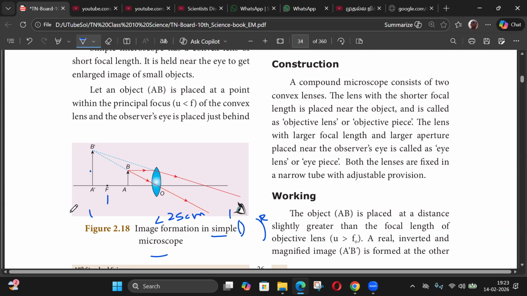If a bus is coming from far away, you can see it. But if you take your hand and take it too close, you cannot see anything. Take your book and bring it too close, you cannot see the letters, even if it's a normal eye. So whatever virtual image is forming should be at a distance of 25 centimeter.